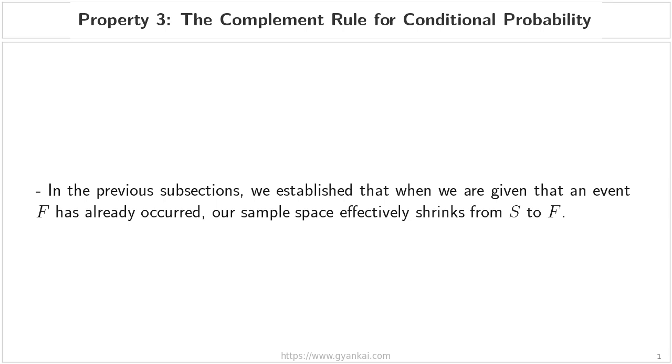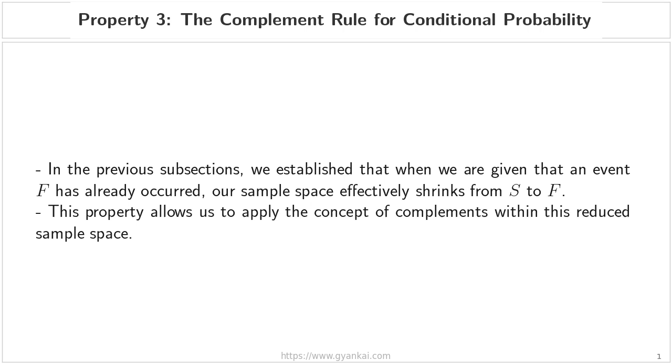Before we dive into the new formula, let's quickly recap what we've learned so far. In our previous lessons, we established a fundamental idea. When we are given that an event F has already occurred, we are no longer looking at the entire universe of possibilities. Instead, our sample space effectively shrinks from the original sample space, which we call S, down to just the event F. Now, why is this important for today's topic?